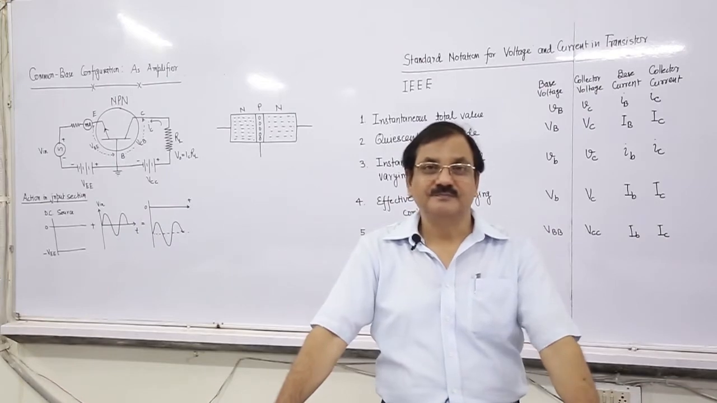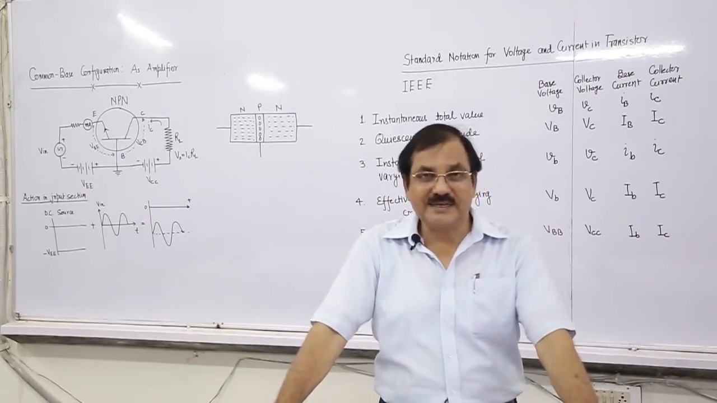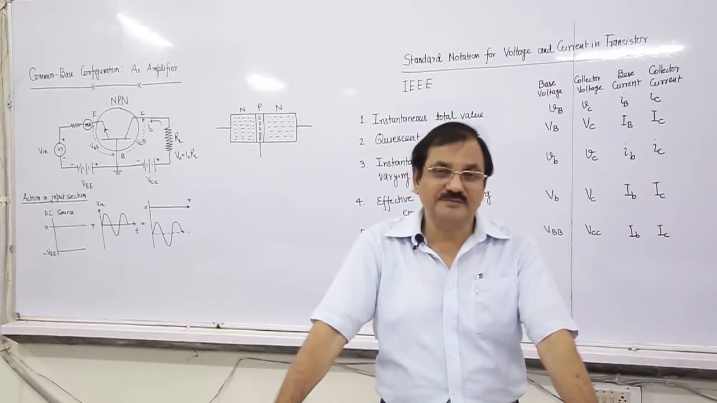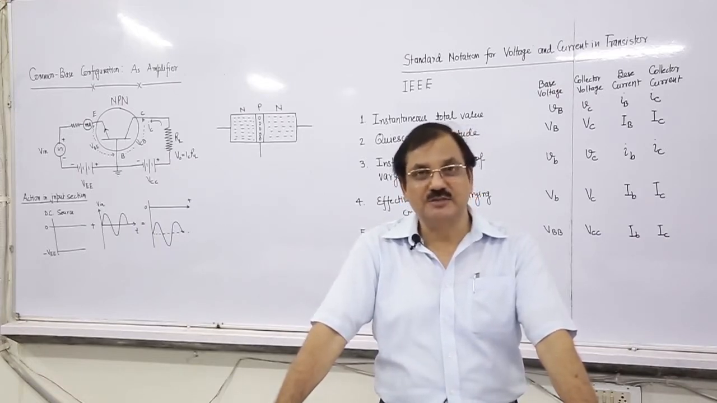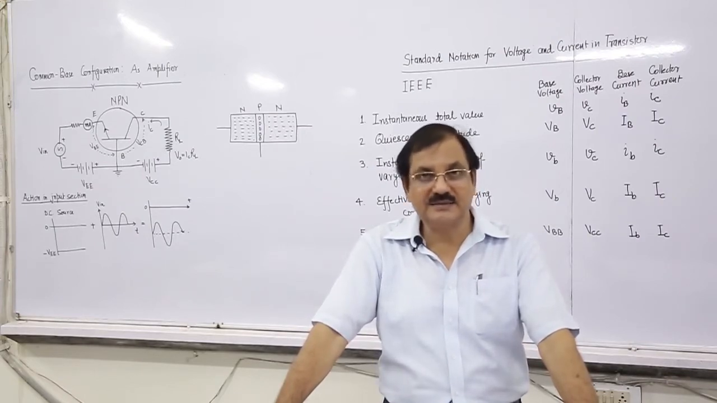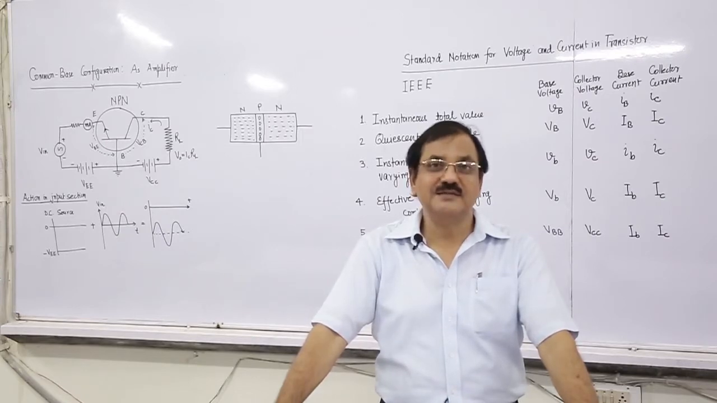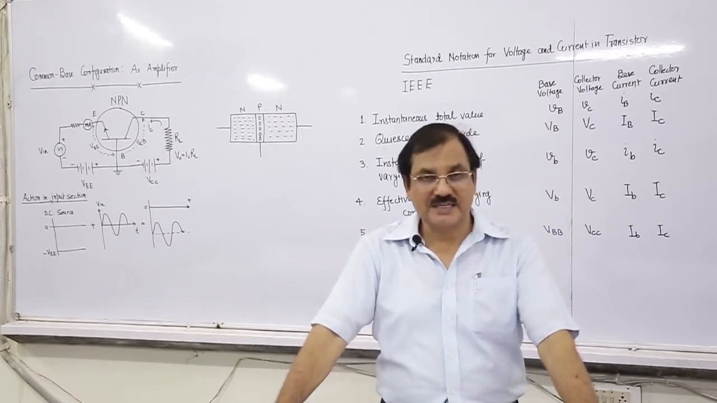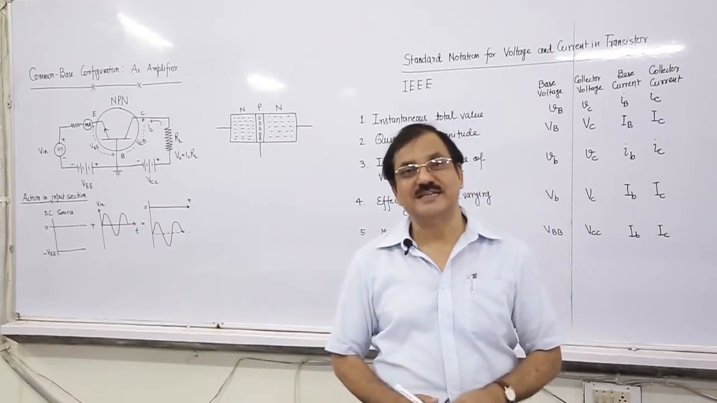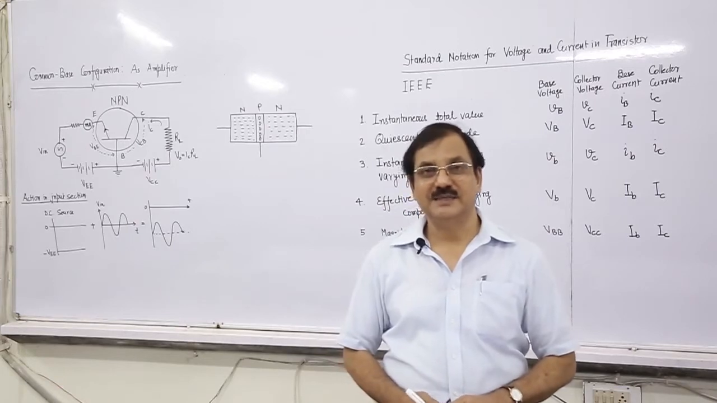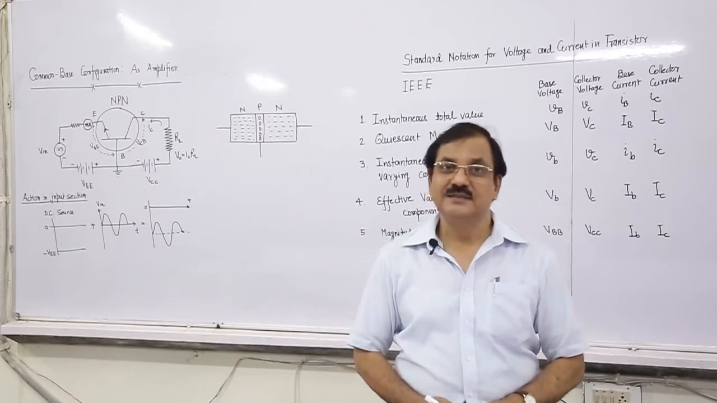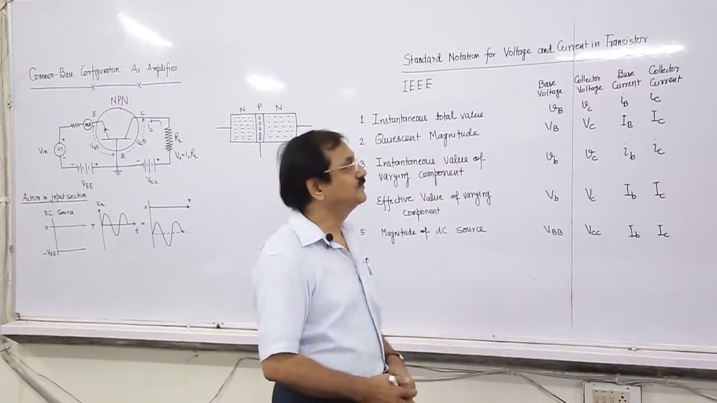So for doing the complete action, first we take a glimpse of the standard notation for voltage and current which are used in the various circuit components of the transistor. These standard notations were decided by the IEEE, the Institute of Electrical and Electronics Engineers.